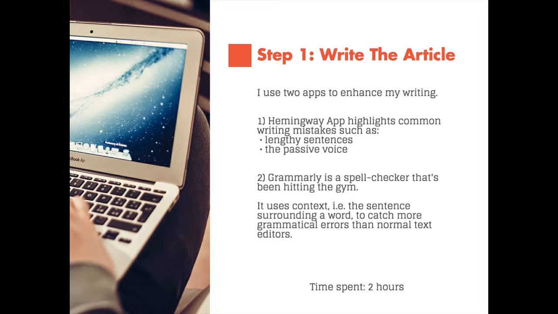Step 1, write the article, of course. I don't know any tools to just make a good article, because that takes a bit of inspiration. But to make sure the actual writing itself is okay, I use the Hemingway app, which highlights common writing mistakes. It highlights stylistic mistakes, like verbose sentences that are too long, and the passive voice, an example would be "it was doing this" as opposed to "it did this." I think that's right.